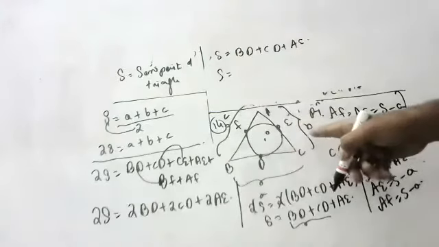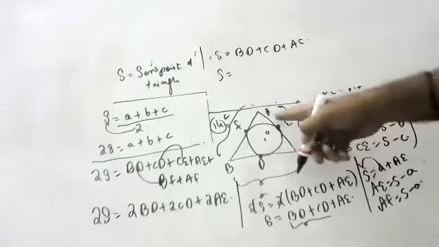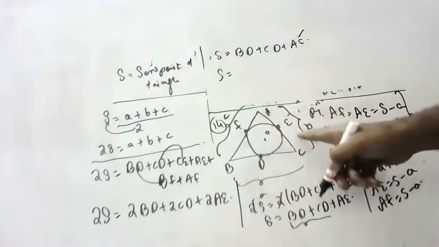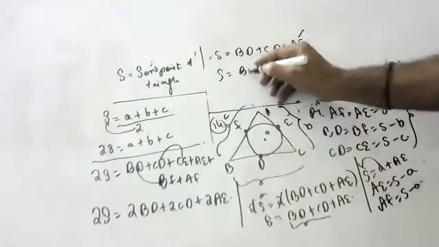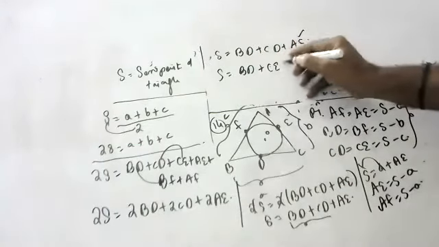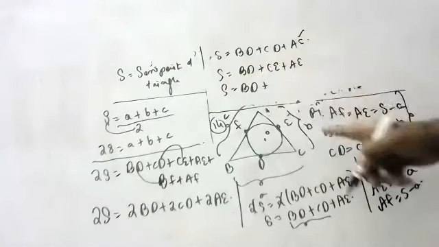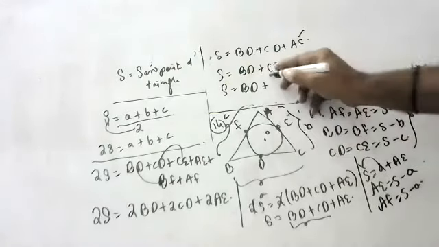Children, try to understand what is B. AE plus CE. A is there. CE can be written as what? CD. So BD plus CD can be written as CE plus AE. Try to understand: S is equal to BD plus B. This whole thing is written as B, children.